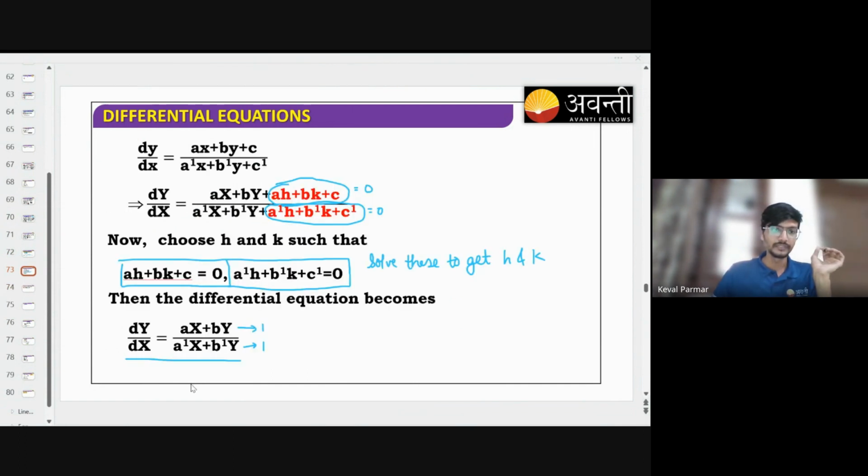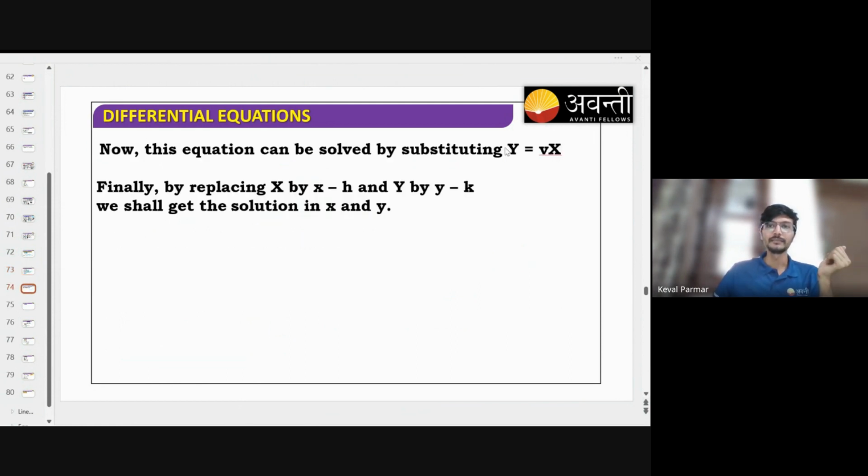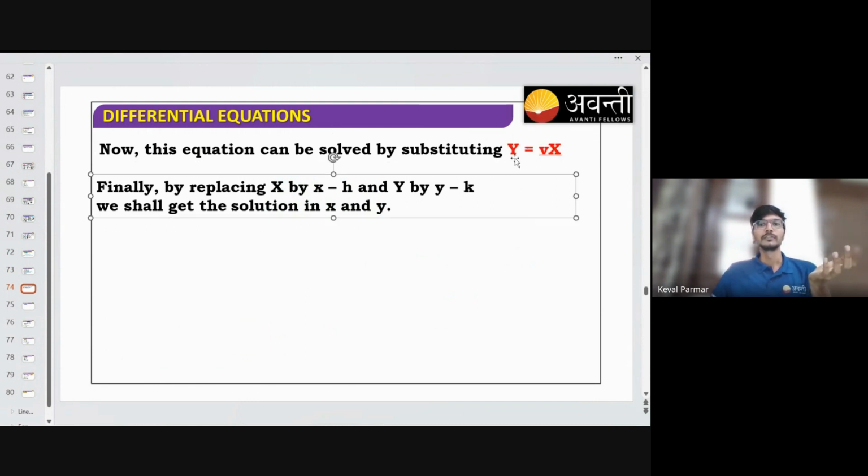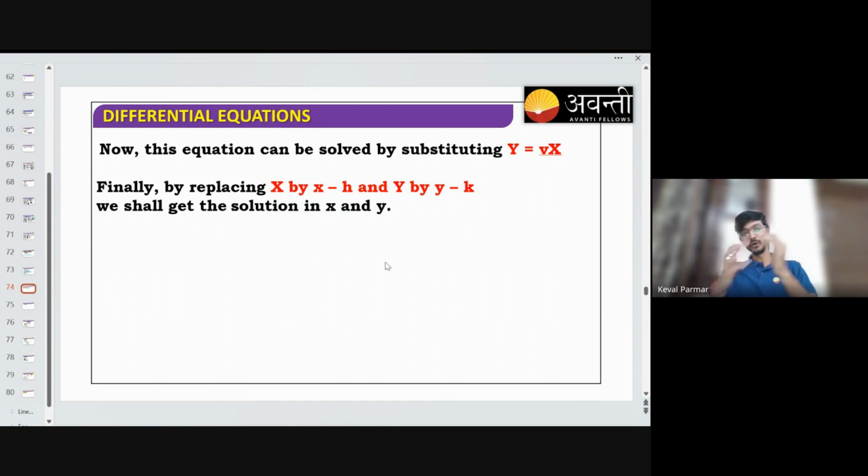Now you see further, this is a homogeneous equation. How do we solve the homogeneous equation? By substituting Y equals vX. Every time the small y is given, small y or small x becomes what? Capital Y and capital X. And finally, we'll replace X by x minus h, or resubstitute basically. So you can see it is a very long procedure. That's why many times it is not asked, but we have it in the syllabus. That's why we have to study. So let's see one example.